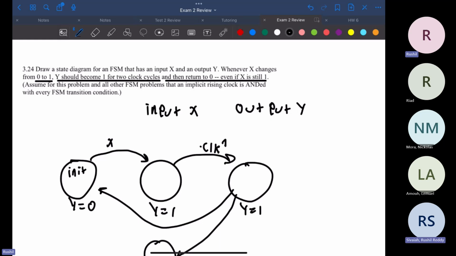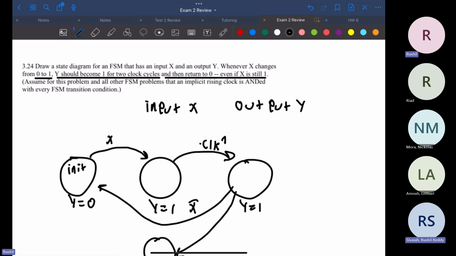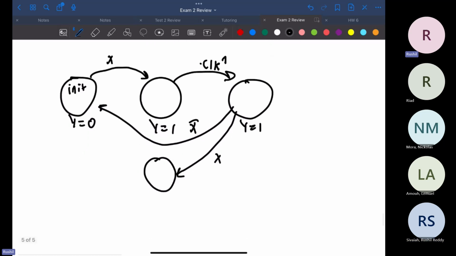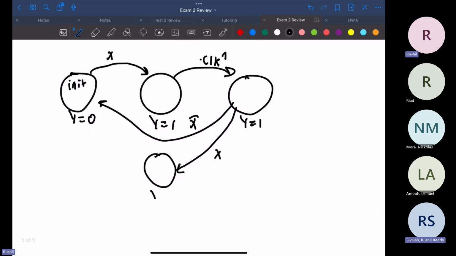X equals what? This is going to be equal to x naught. We want to go back whenever x is equal to 0. And then we also need to know what we want to do for the other one. So we're just going to have x here. This one? Yes. So we're going to set y equals 0 here.